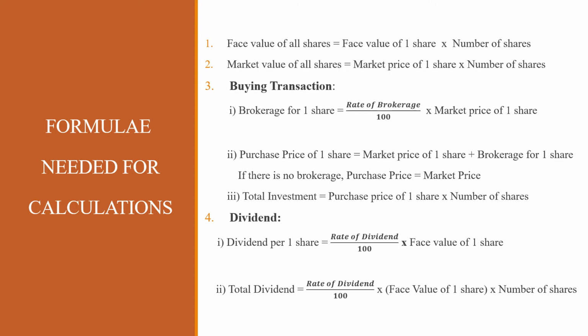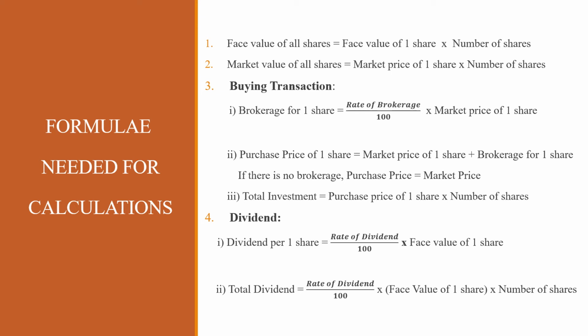In order to do the buying transaction, we need to understand the following three formulas. Brokerage for one share is equal to rate of brokerage upon 100 multiplied by market price of one share. One has to carefully note that brokerage is always calculated on the market price of the share. Once this is done, we move on to find the purchase price of one share. This is equal to market price of one share plus brokerage for one share. But again, if there is no brokerage, purchase price is exactly same as the market price.